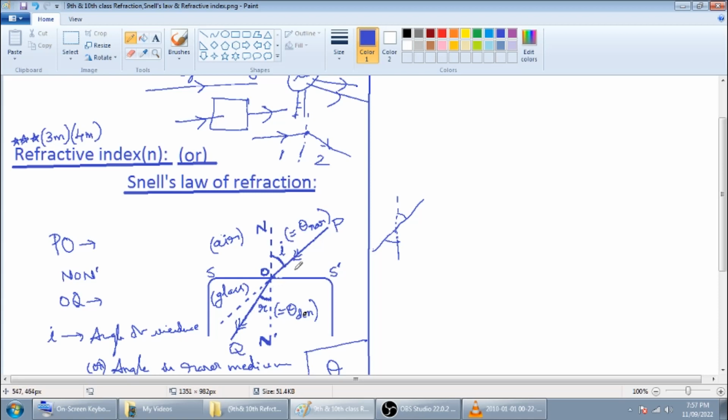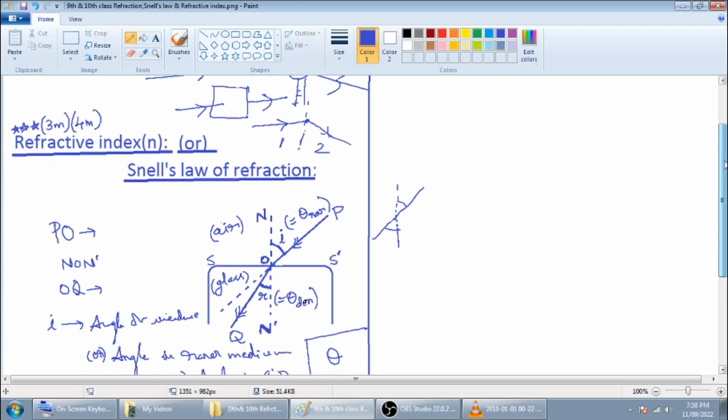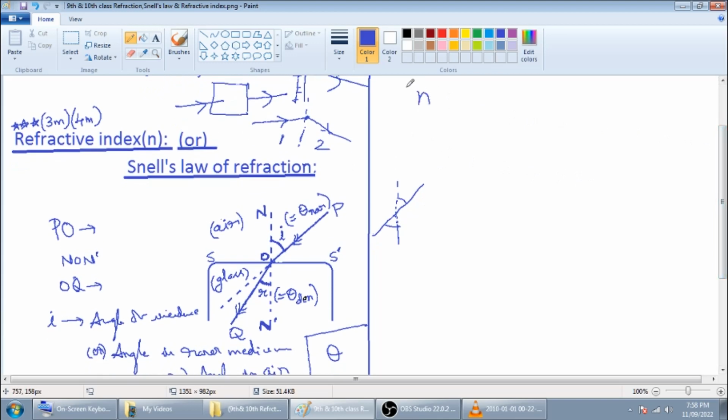So now, more refraction occurring means more bending. So a quantity has been defined. It is simply denoted by the symbol n. A quantity has been defined, denoted by the symbol n, simply called the refractive index, which tells about the amount of refraction occurring. So it has been defined in such a way that if n is more for a given pair of media, for example, we are taking a pair of denser and rarer medium, for example, glass and air or glass and kerosene, like that.